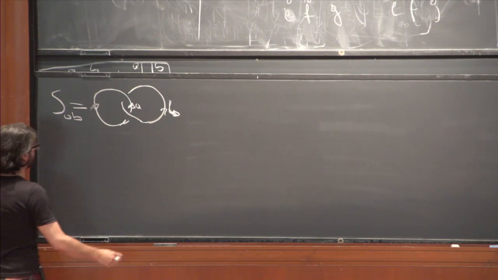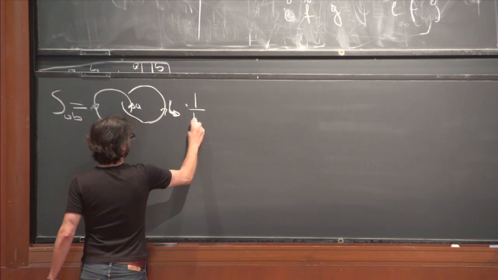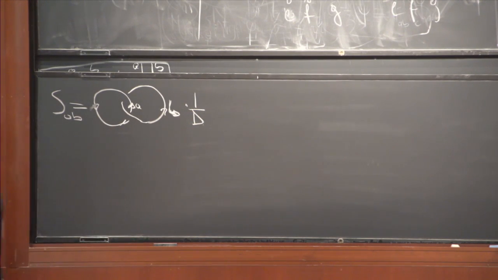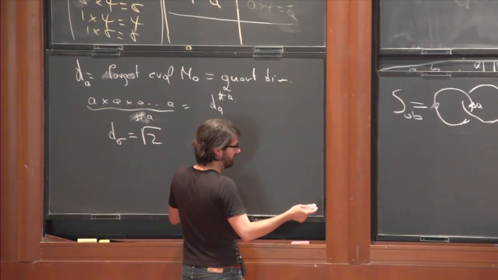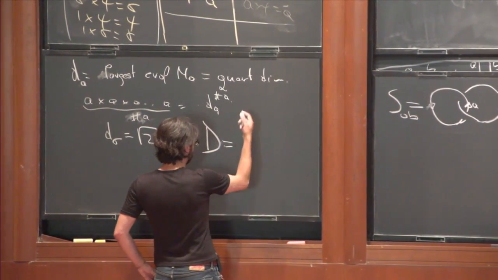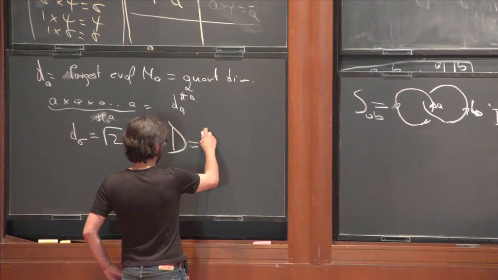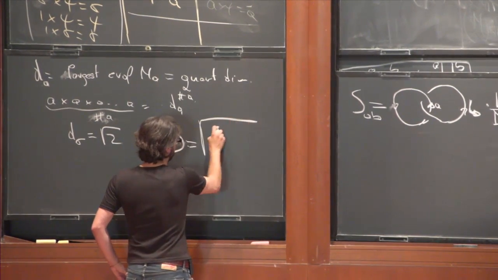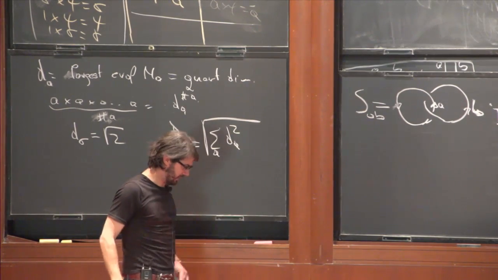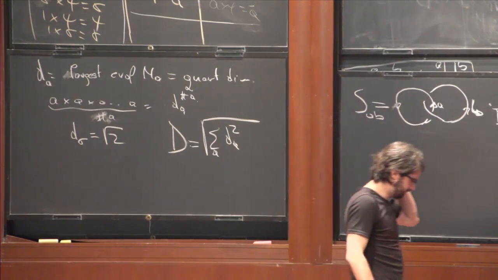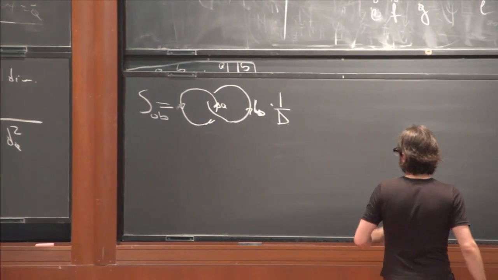And generically, there's a normalization factor, which is called the total quantum dimension, which is made to make this matrix unitary. Otherwise, S times S dagger would be D squared times the identity matrix. And this is just the square root of the sum over A of d_A squared. Okay? All right.